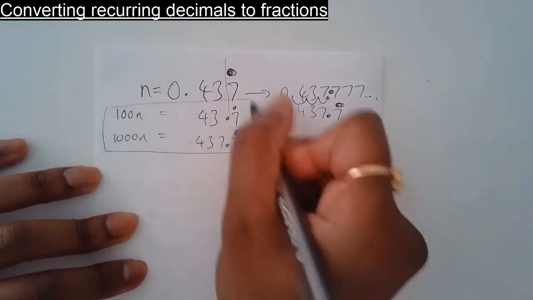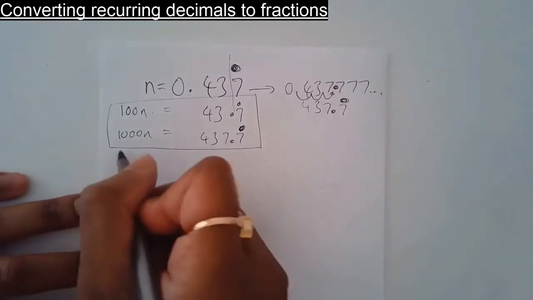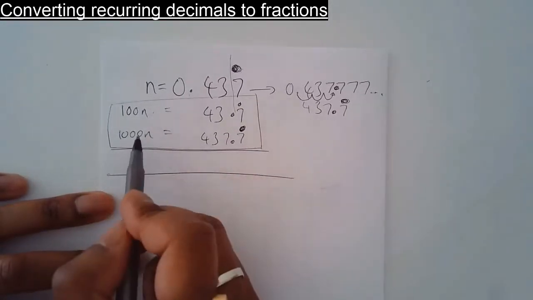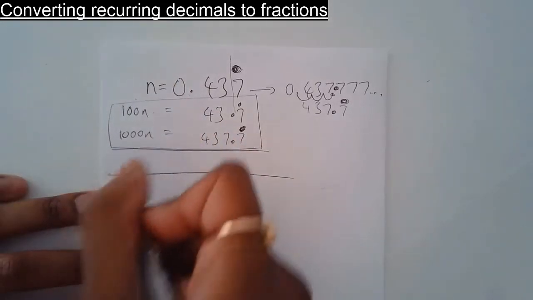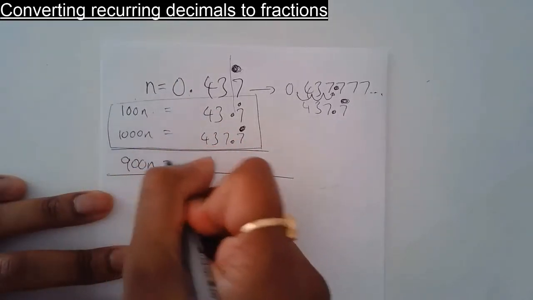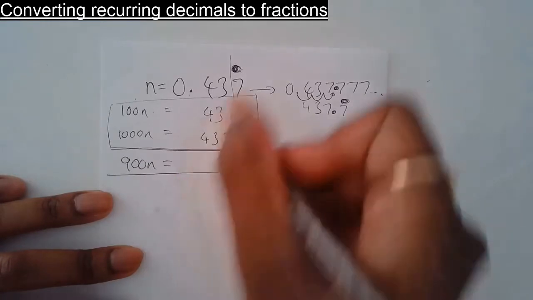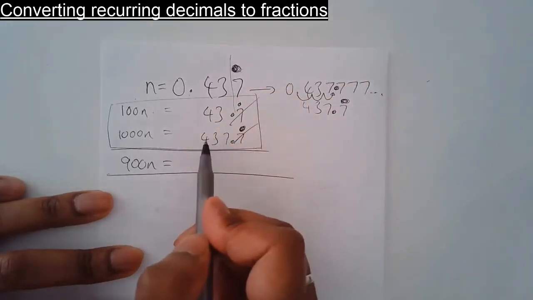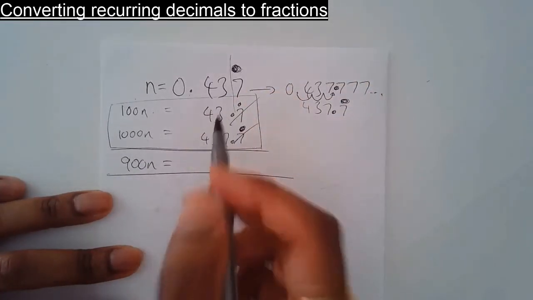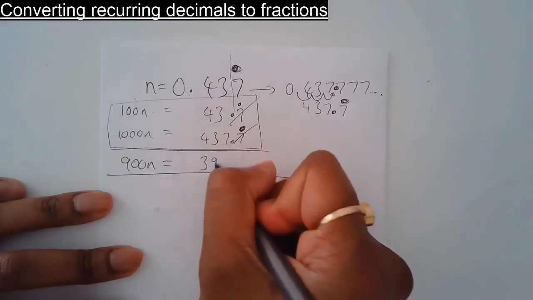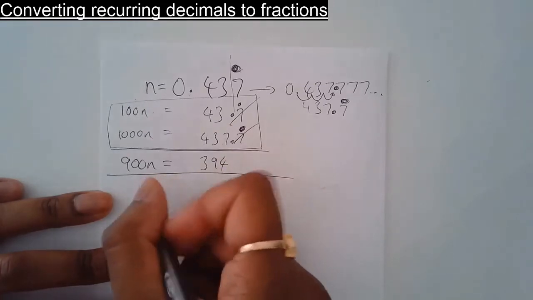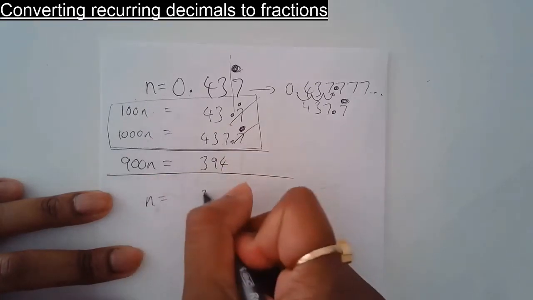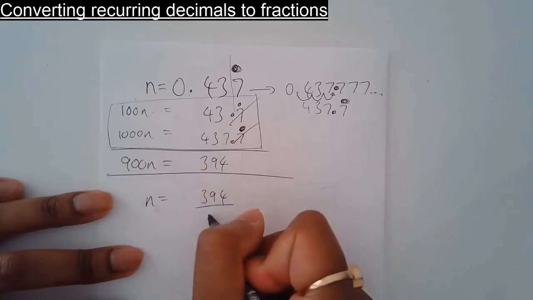Then what I do with these two parts is to take away 1000n, take away 100n, multiplying that way, that'll be 900n. 7 recurring, take away 7 recurring, they cancel out. 437, take away 43, that leaves me 394. So n is equal to 394 over 900.